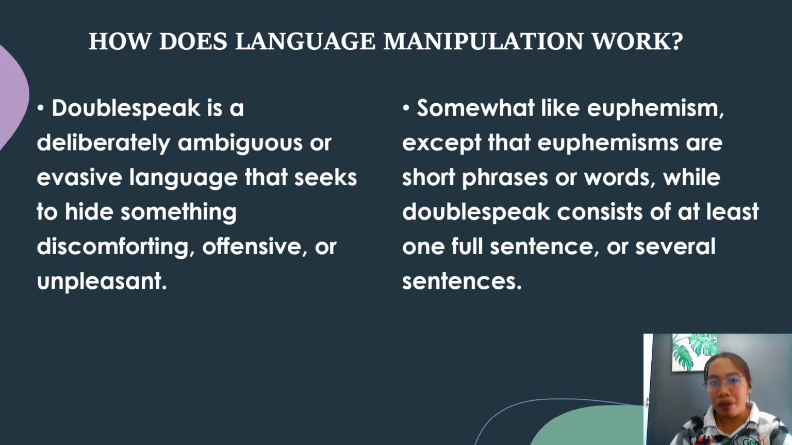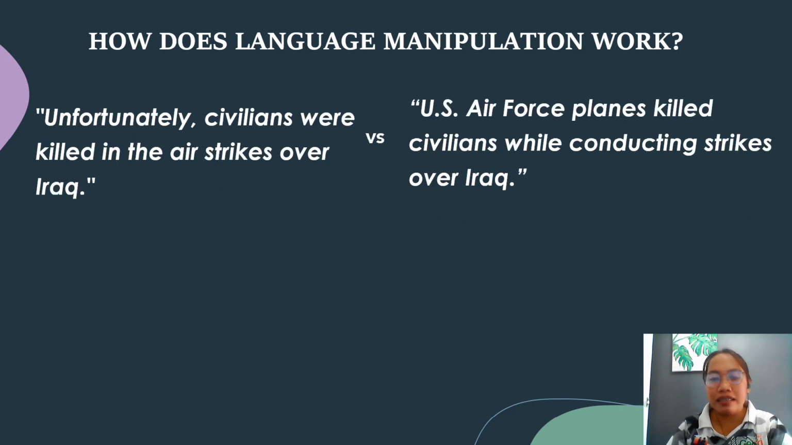Let us remember that language manipulation is commonly used in politics and media, and one strategy used is doublespeak. Doublespeak is a deliberately evasive language that seeks to hide something discomforting, offensive, or unpleasant. Somewhat like a euphemism, except that euphemisms are short phrases or words, while doublespeak consists of at least one full sentence or several sentences. The strategy doublespeak in language manipulation works in this way.